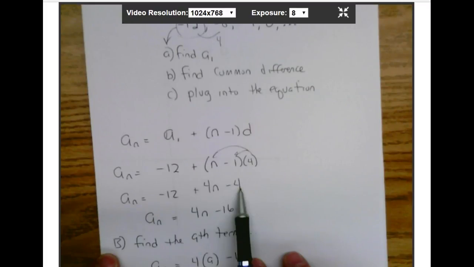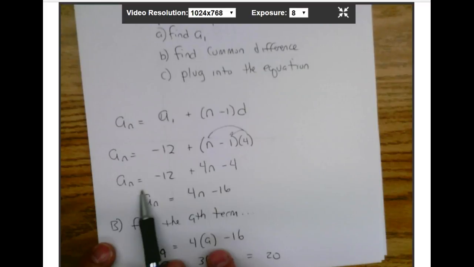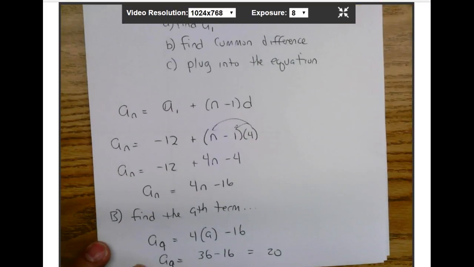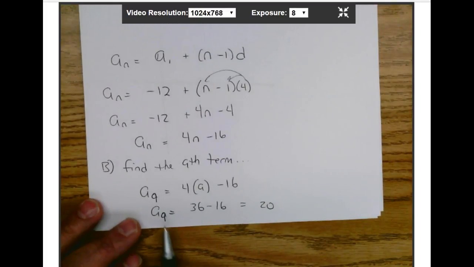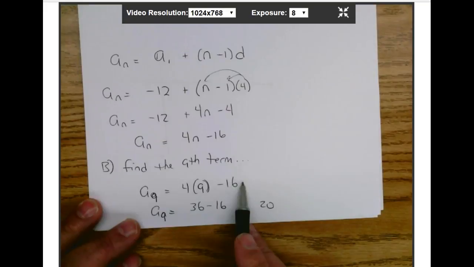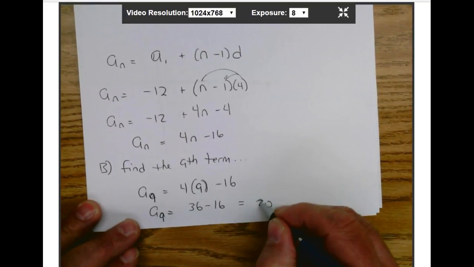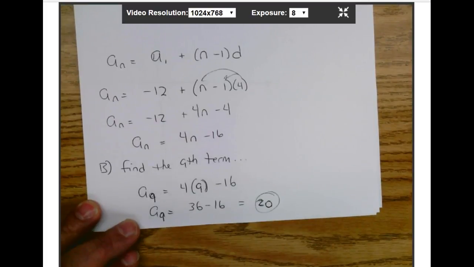So then we know the equation for the nth term of this set of numbers is going to be 4n minus 16. So if we want to find the 9th term, we use that equation. The a of 9 equals 4 times n, it's the 9th number, minus 16. We would then get 36 minus 16, and we would know that number is 20.